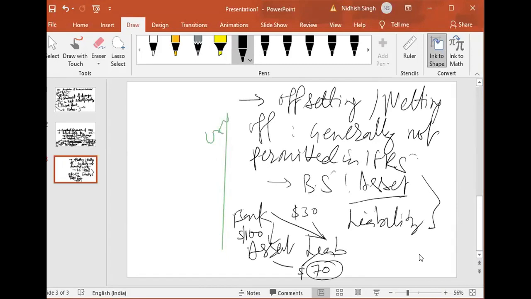So if you have an asset and liability of $100 and $30 respectively with the same bank, say it is Citibank or State Street, Goldman Sachs, or JP Morgan, would you like to show $70? Quite possibly many people prefer to, but IFRS do not permit that. No netting off allowed.